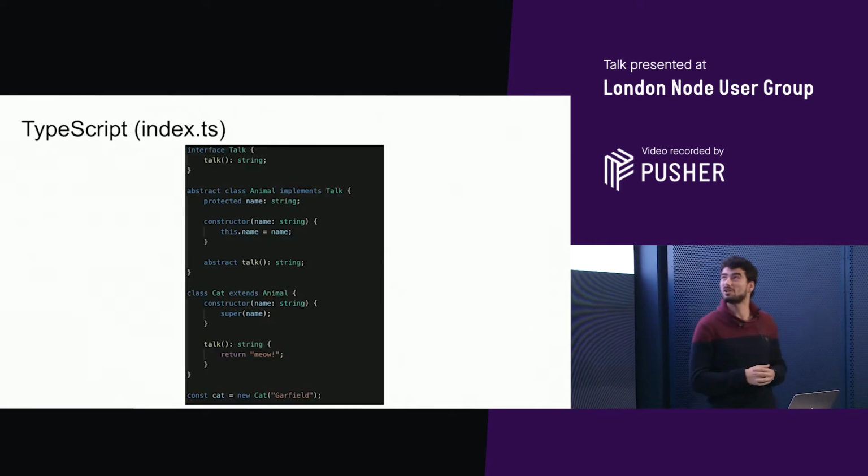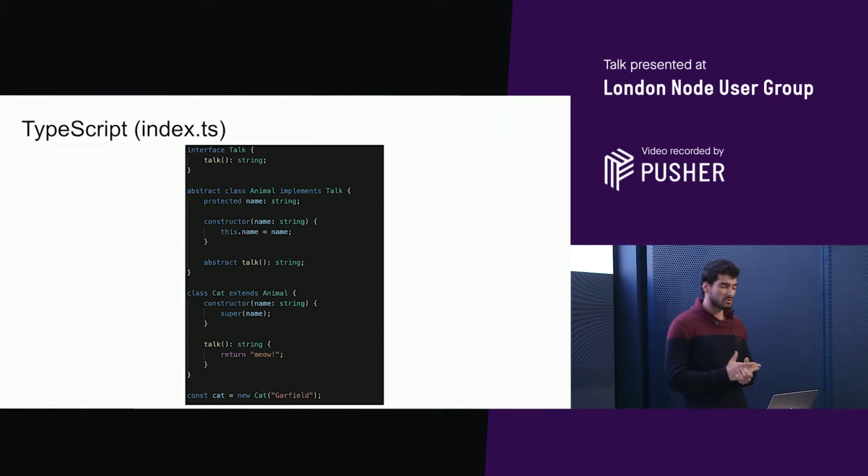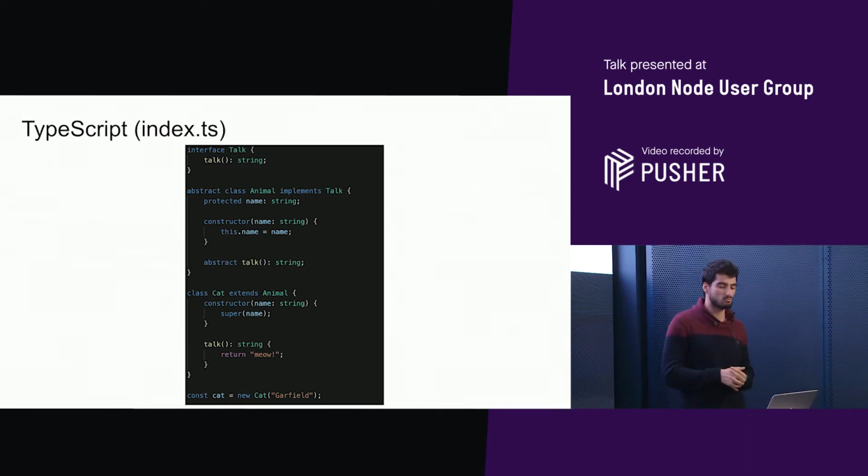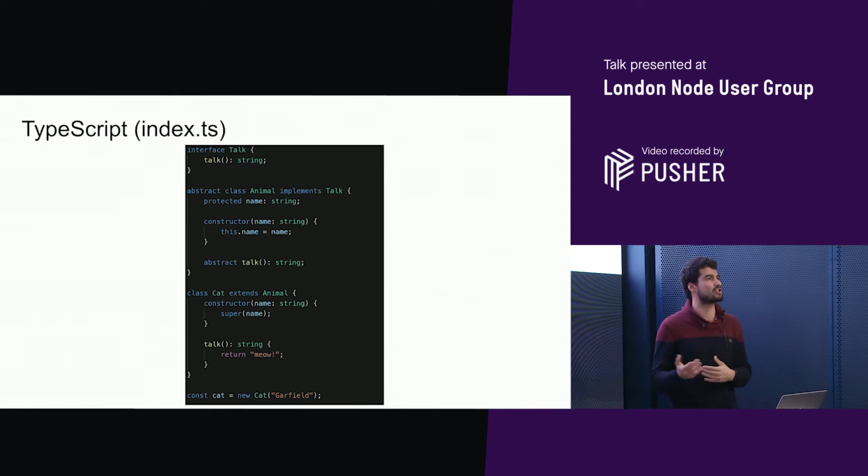So here is an example. I hope you can see it. As you can see, we are using interfaces, types, abstract classes, protected visibility, so lots of features that are not supported in JavaScript.